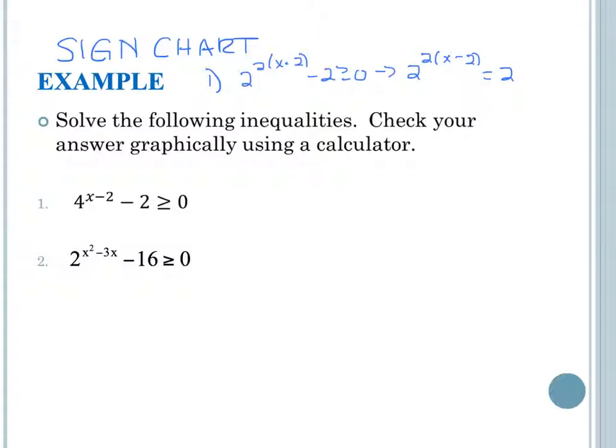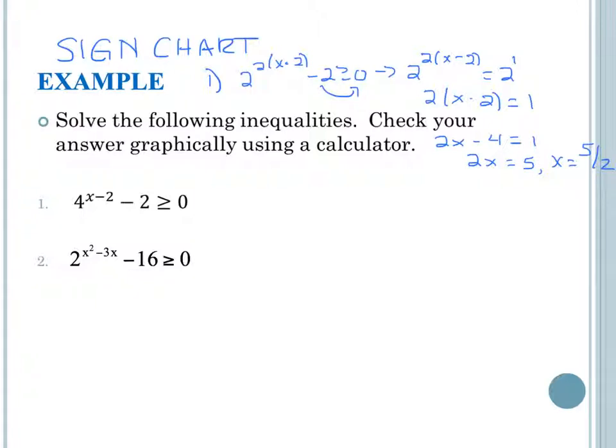equals 2. So I brought the 2 over and I changed it from a greater than or equal to sign into equals so that this helps me solve it. 2 has an exponent of 1. I have the same base, so I can then write the equation and solve for x. So that looks like 2x minus 4 equals 1. Bring the 4 over, so 2x equals 5, x equals 5/2.